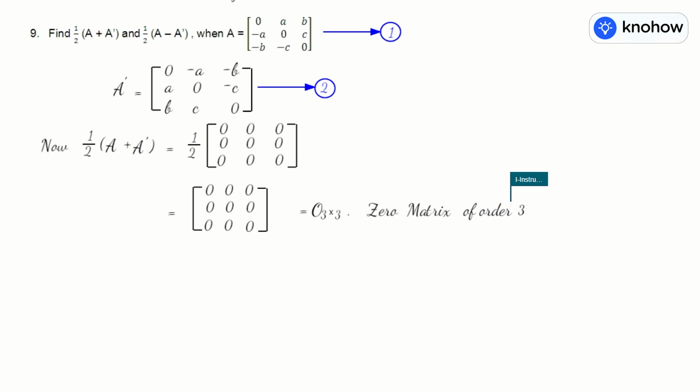Now let us work out half times A minus A dash. Keeping half out, you already have A and A dash. Take the difference of the corresponding elements. You get 0 minus 0, that is 0 in the first row. a minus minus a will make it plus a, so you get 2a, and similarly b minus minus b will make it plus b, 2b, and likewise you find the other elements of A minus A dash.